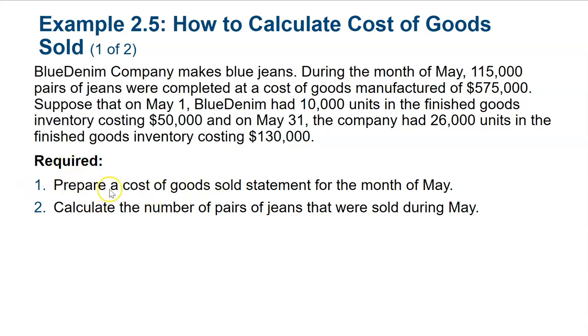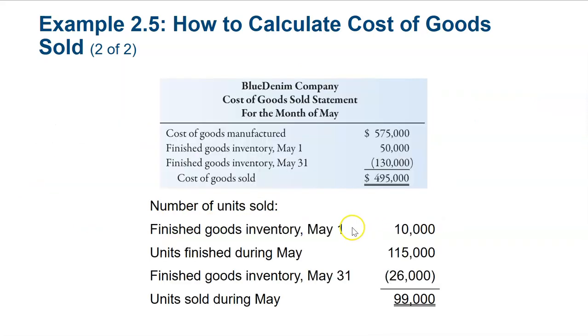It says required, prepare a cost of goods sold statement for the month of May and calculate the number of pairs of jeans that were sold during May. Okay, so that's pretty easy. So again, we had cost of goods manufactured of $575,000. I realize that this is not in the same order as the formula, but this is an actual cost of goods sold statement. So we're going to look at cost of goods manufactured first. We're going to add to that the $50,000 of finished goods.